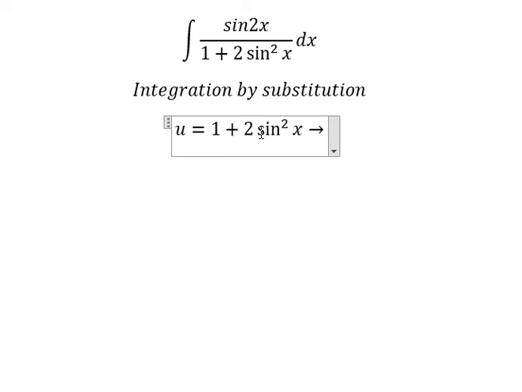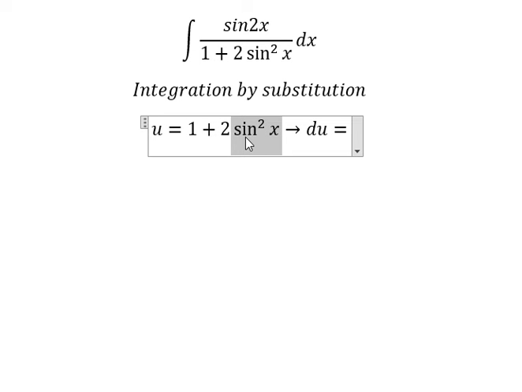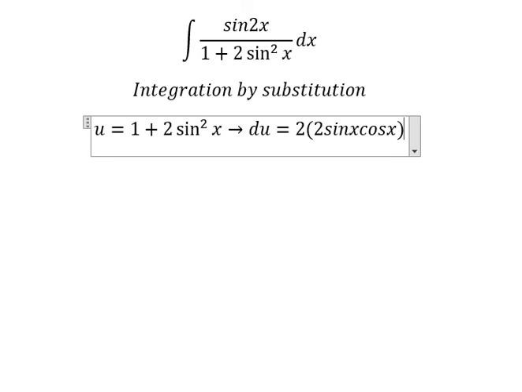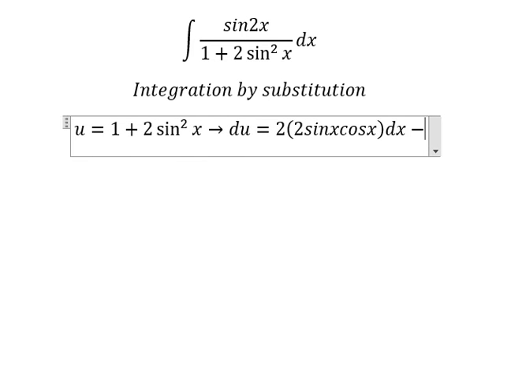Later, we do the first derivative for both sides. First derivative of sine x squared. We have 2 sine x cosine x dx. We know that 2 sine x cosine x is sine 2x.